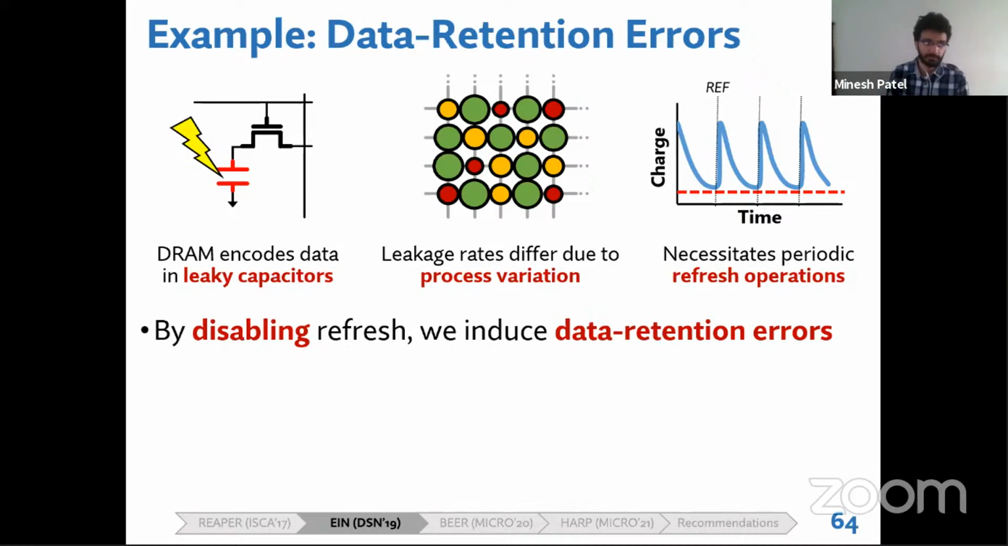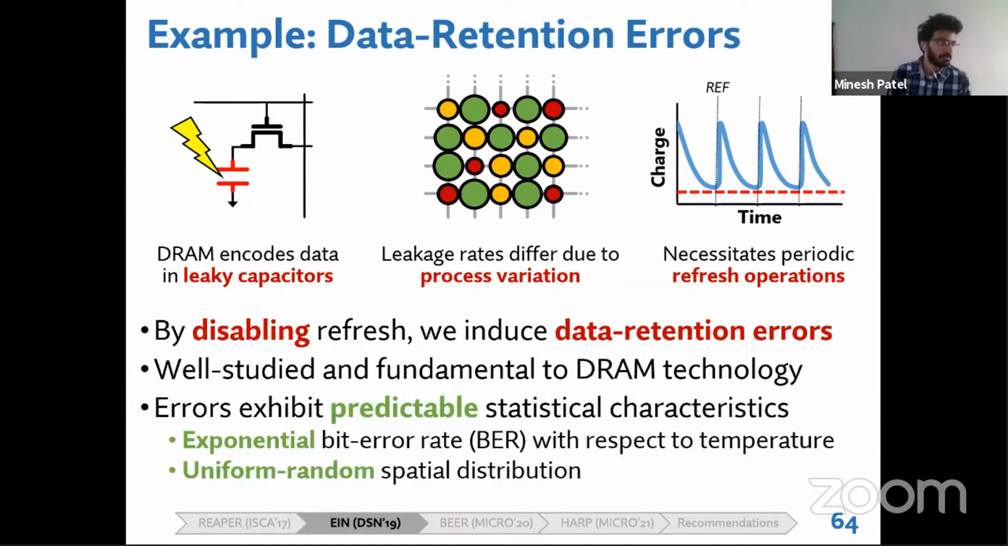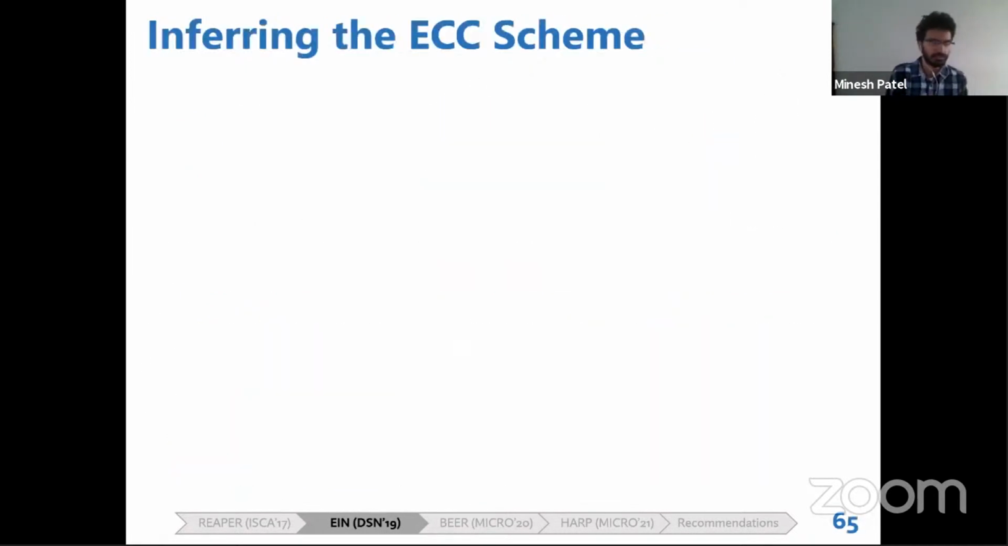Now, by disabling refresh deliberately, we can induce data retention errors. And these data retention errors are well studied and very fundamental to DRAM technology because they relate to how DRAM encodes the data. Because of all these studies that have happened in the past, we know that these data retention errors exhibit predictable statistical characteristics. For example, when manipulating the refresh interval, we can expect an exponential bit error rate with respect to temperature. And we can expect that the errors themselves follow a uniform random spatial distribution because the errors occur independently from one another. Now, we can make use of these characteristics to infer some information. So let's take a look at how we do that.